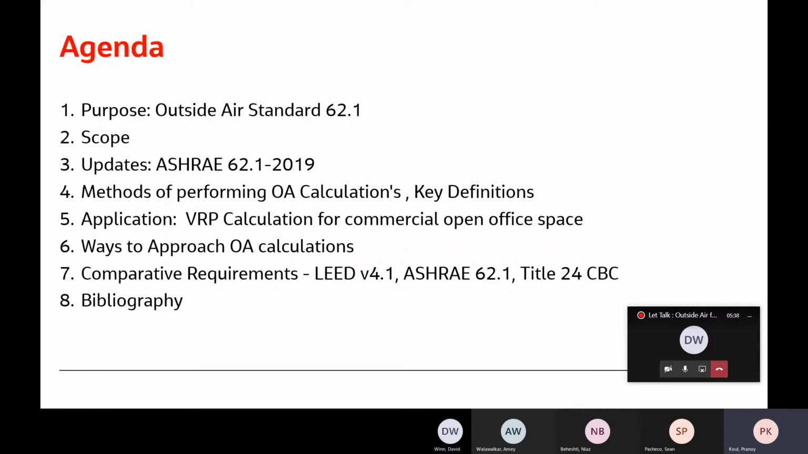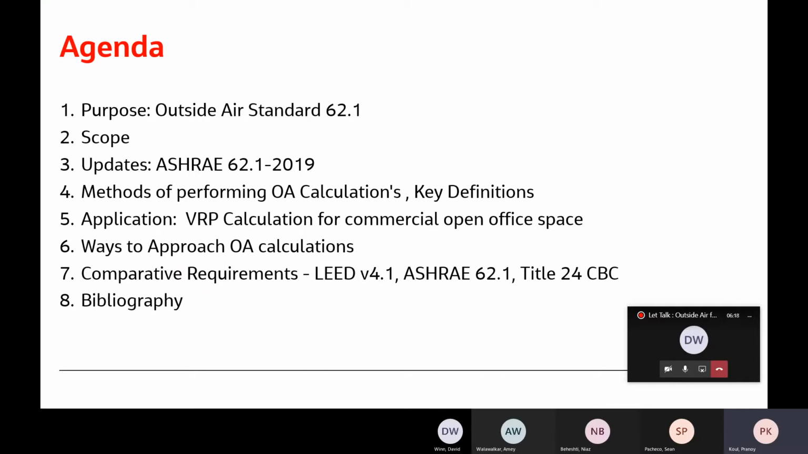So today's agenda, I will be discussing a couple of topics. I'm sure everybody's going to be excited. We'll talk about the purpose of the ASHRAE Standard 62.1, the 2019 edition, which is the most updated, some of the scope associated with Standard 62.1, and key updates associated with the same standard. Then we will talk about several methods of performing the outside air calculations and also knowing the key definitions which ASHRAE 62.1 states while performing these calculations, so that we have an understanding of what it means.